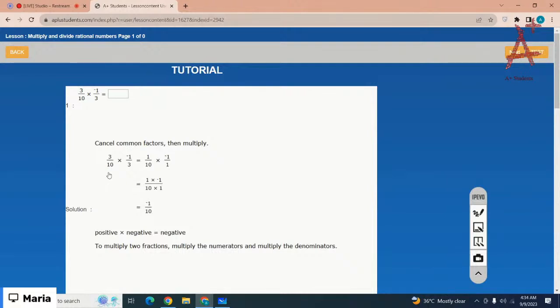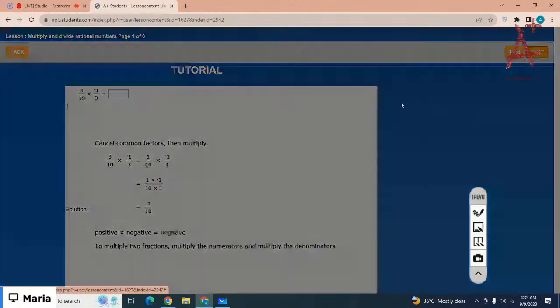So how do we multiply fractions? We do numerator times numerator and denominator times denominator, right? Yes, just do numerator times numerator and denominator times denominator, right? That would be 3 times negative 1 is negative 3 and 10 times 3 is 30, right? You can divide them by the common factor 3, so it would be negative 1 over 10. Let's just start with the practice questions.